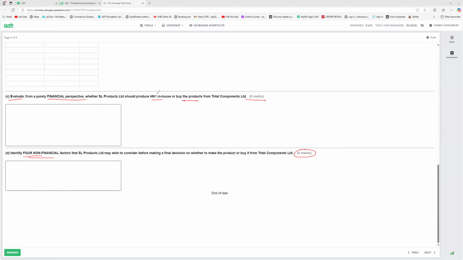So what is the advantage if I make myself? What is the disadvantage if I make myself? What is the advantage if I buy from outside? What is the disadvantage if I buy from outside? So the first one I will say is making cost, because I didn't show the outsource cost. So I didn't show it outside. So outsource cost.